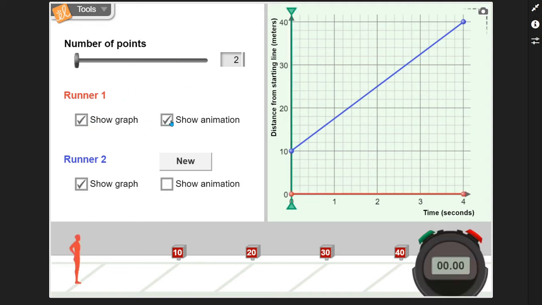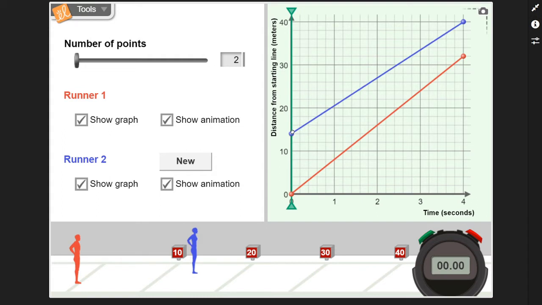Let's show both the red and the blue runners, and let's see how that works. So we can see here that the red runner is 0 meters away at 0 seconds, so they are at the starting line. But the blue runner is 10 meters away from the starting line right at the very start. Okay, and you can see now if I drag this here, I can have her be as far away from the line as 40 meters because that's all the graph gives me. But you can see how it changes where she starts.